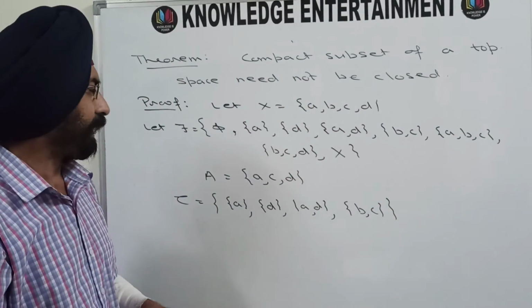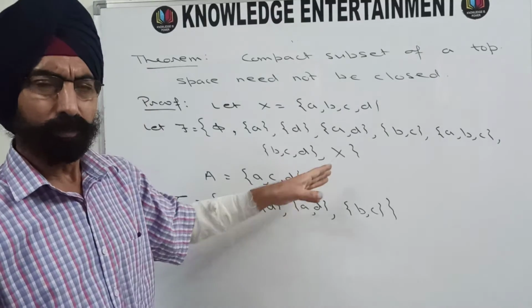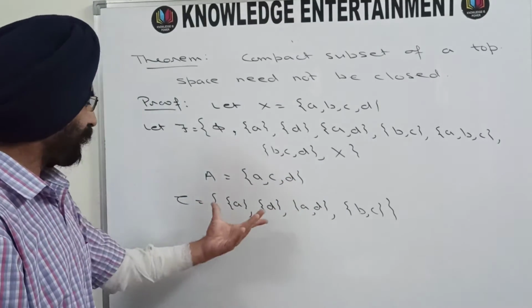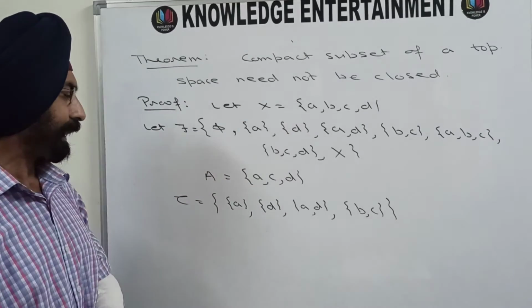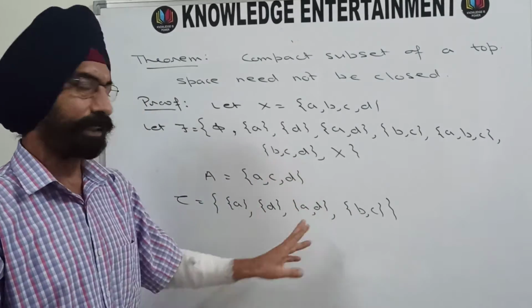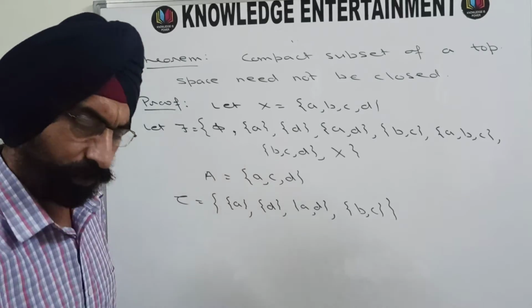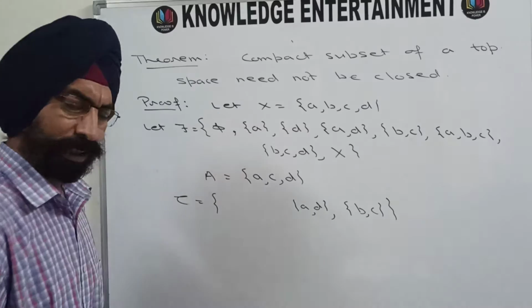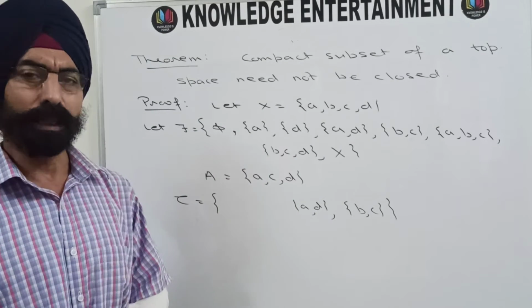You can take BCD also, you can take ABC also, you can take X also, but I have taken the concerned open sets only. So this is an open cover of A, because A is covered, because C is covered, because D is covered. And even if you delete these two, still it is an open cover, and in fact it will be a subcover also.